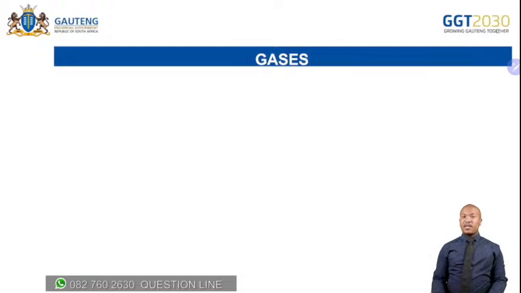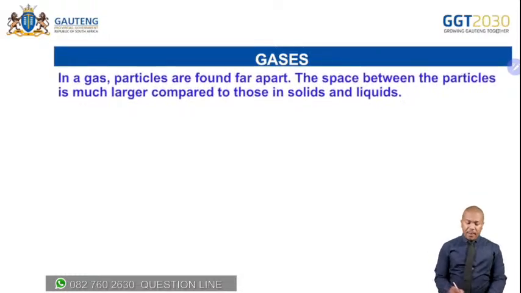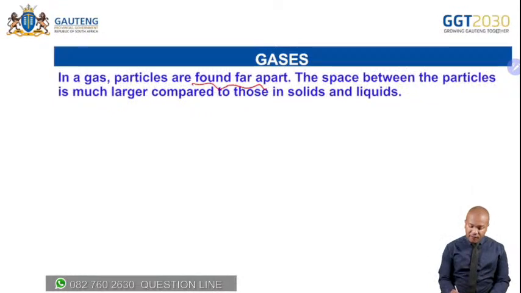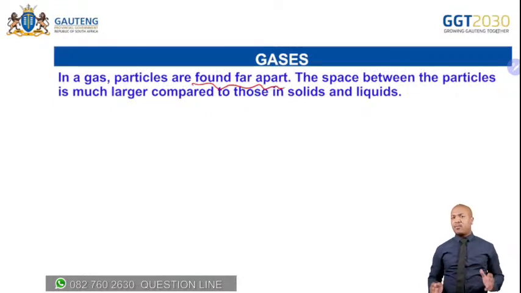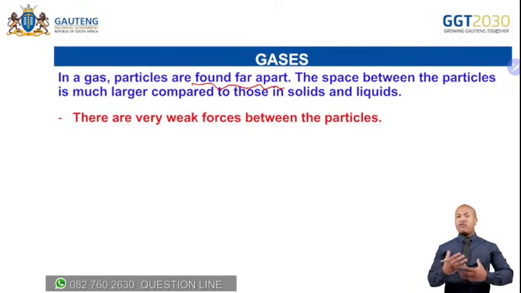So now, let's talk about gases. In gases, the particles are found far apart. They are scattered from one another. And the spaces between the particles are much larger compared to solids and liquids. So there's more movement of particles now, because there are vast amounts of space.